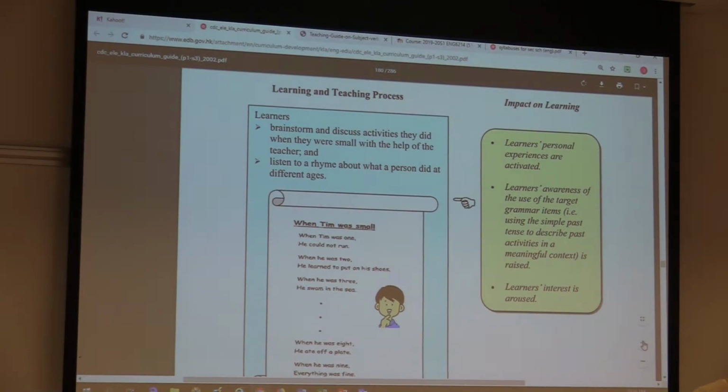But you can see the second activity has longer blanks, longer lines. So students have to write more, which is more challenging for them. Also, the past tense form is reinforced here. Students have to use more verbs to complete the rhyme. Okay, so we have the presentation stage, the rhyme, and then this time is the practice stage.